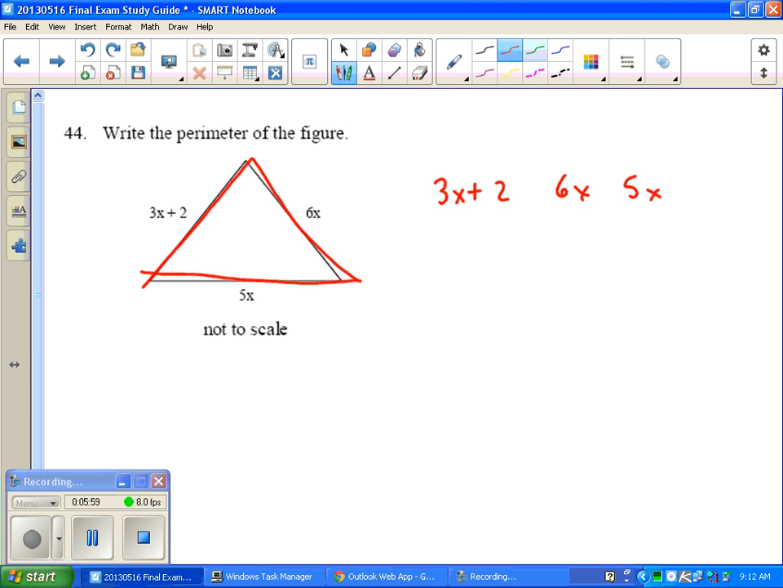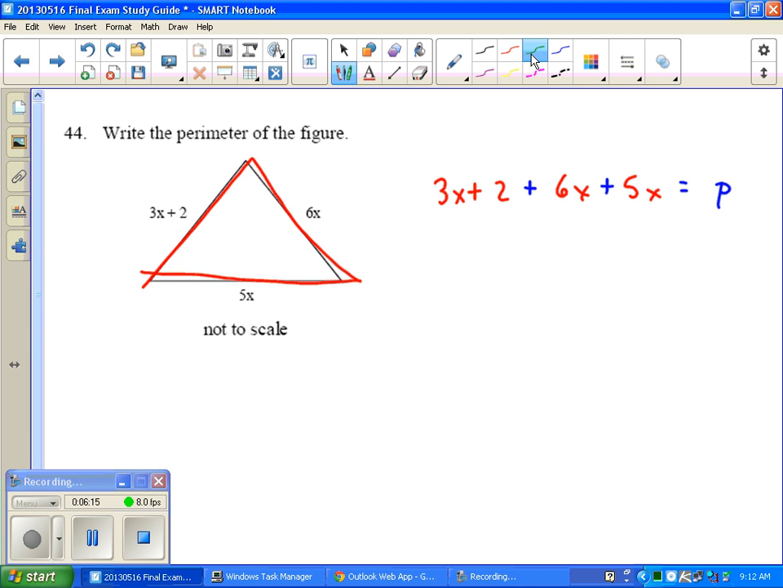Again, there's no 1, 2, or 3 there. That's just the way I wrote them. I just went clockwise. You would add 3x plus 2 plus 6x plus 5x, and that would give you the perimeter. But we don't know what the perimeter is, so we'll just say equals the perimeter.